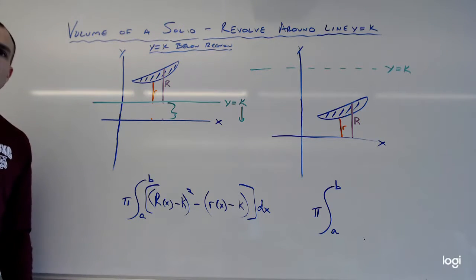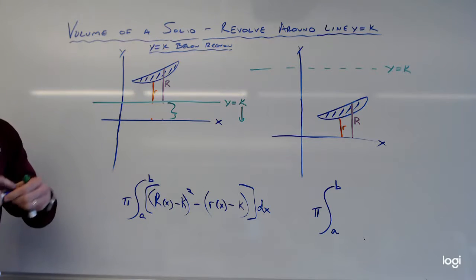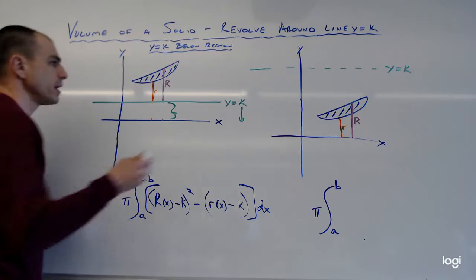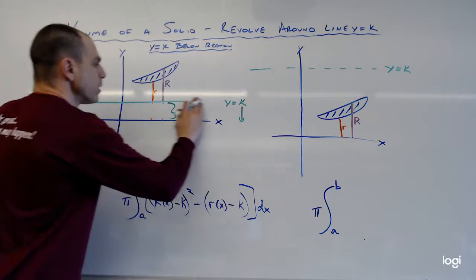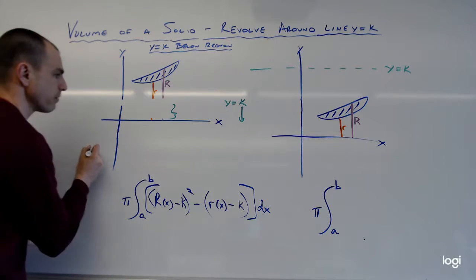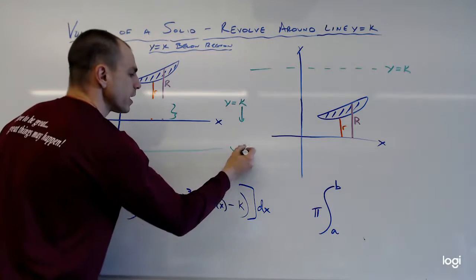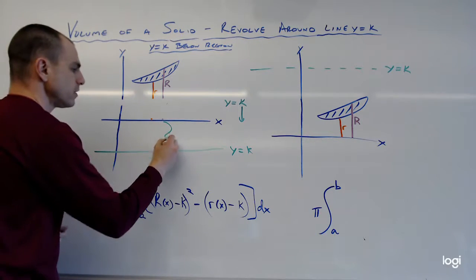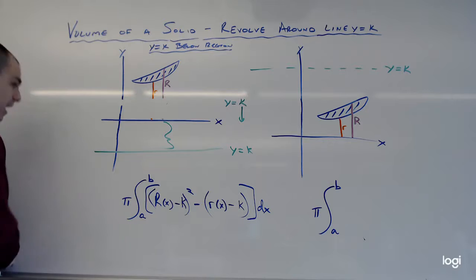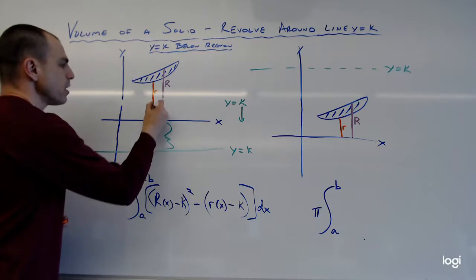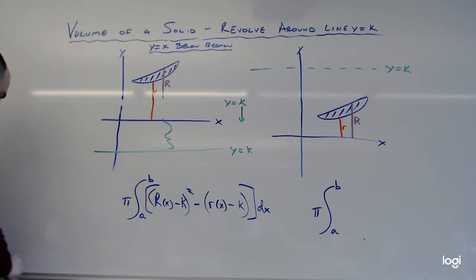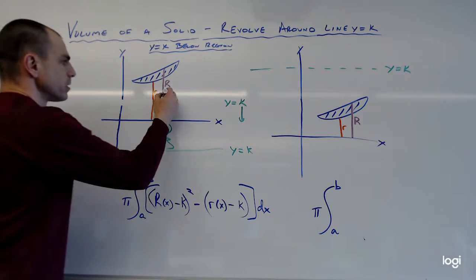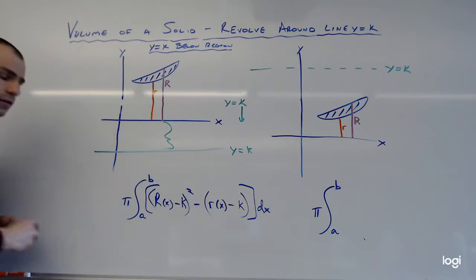Now, some of you might be saying, well, what if k is below not only the region, but also below the x-axis as well? So what if instead of having this line, we have this line of y equals k? Well, now we need this distance to be added onto the radii, which we already had. Will this formula still work? What do you think?